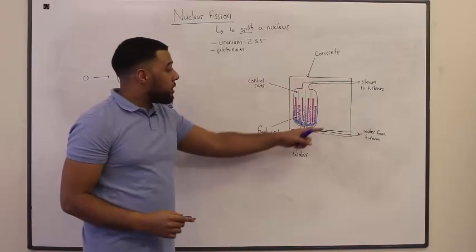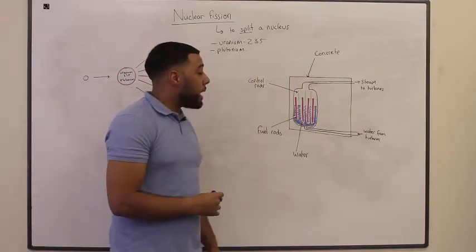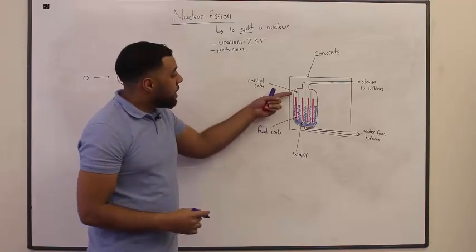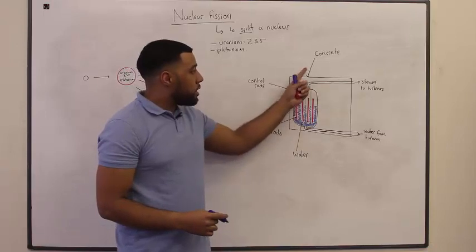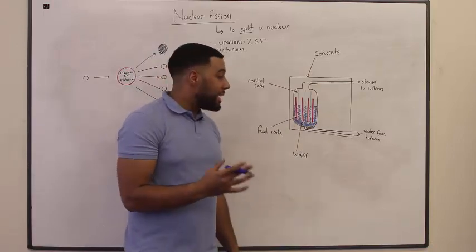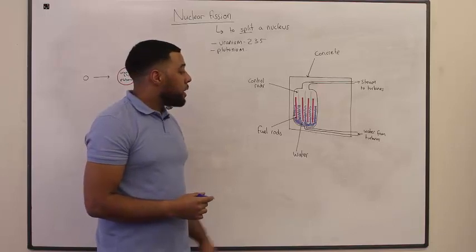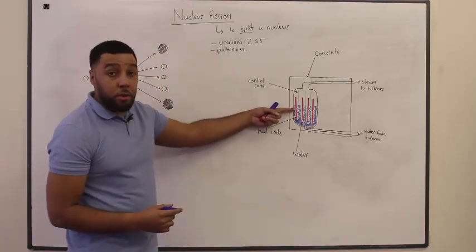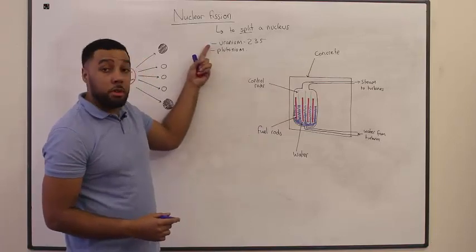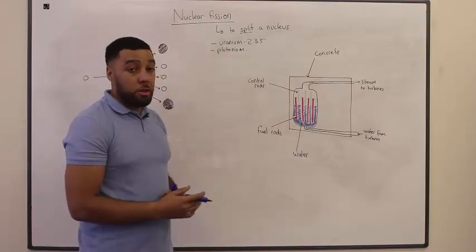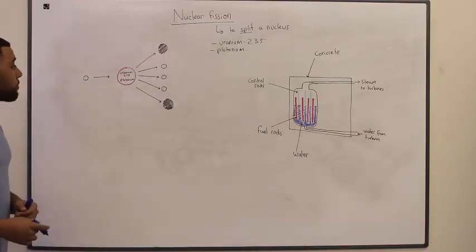As you see on the diagram, I have the reactor core of a nuclear power station. And you can see that we have these control rods, fuel rods, water, and we have this concrete case, which I'll go into in a second. But the fuel rods, where I want to focus on, these fuel rods will be made of either uranium or plutonium.